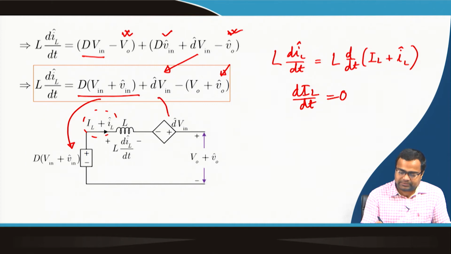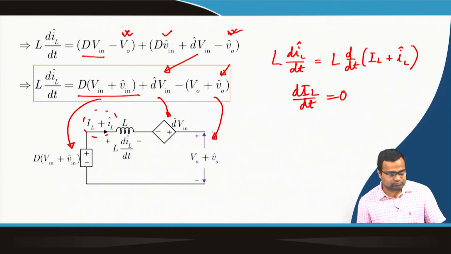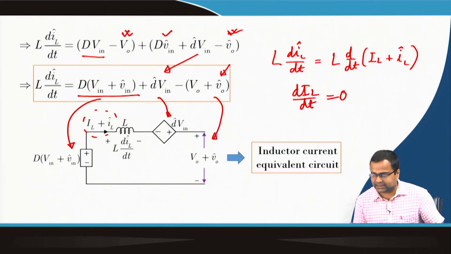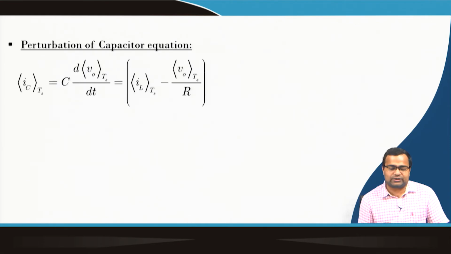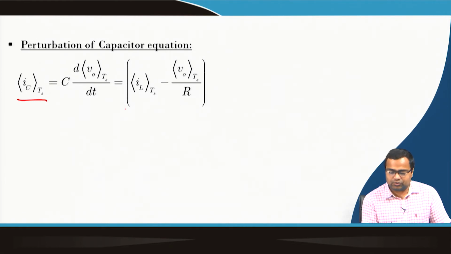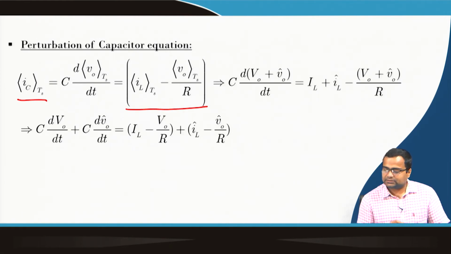Then this term is coming here and this term is coming here. Okay. The next, this is the inductor current equivalent circuit. The next we want to write the output voltage or the capacitor voltage. So, the capacitor current average dynamics, we know for a buck converter is this, and if we expand this term, then we can write down this equation.